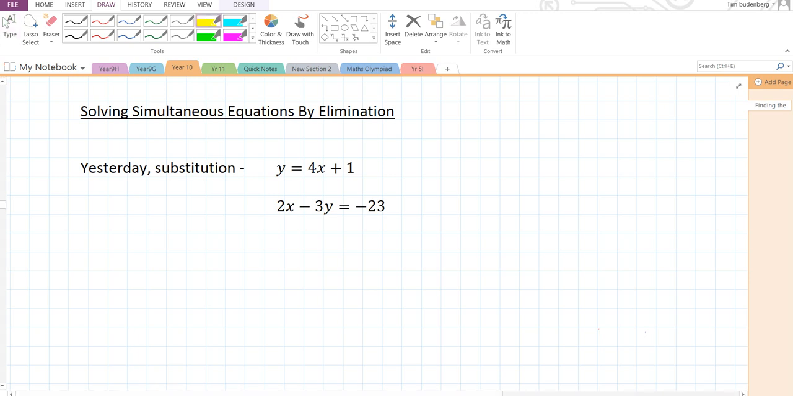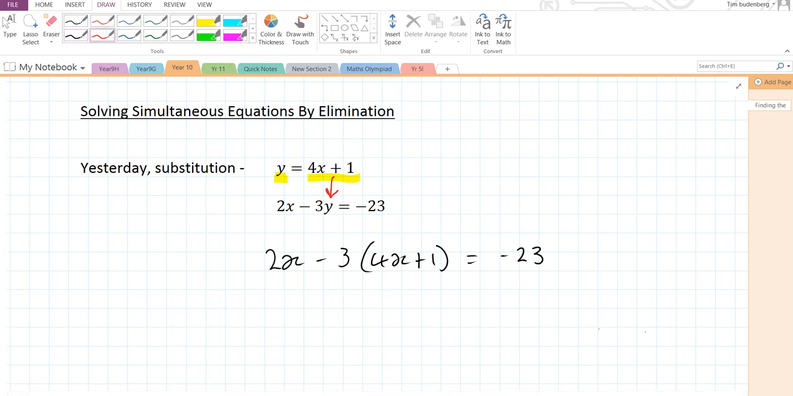To solve this using substitution, we recognise that y is all by itself, and y is equal to 4x plus 1. So in the equation underneath, we can take the y and throw in 4x plus 1 in its place. The result being that we write an equation that only has one variable in it. It may not look particularly pretty because my handwriting is atrocious, but it only has x. So we can expand and simplify, meaning we have 2x take 12x take 3 is equal to negative 23.